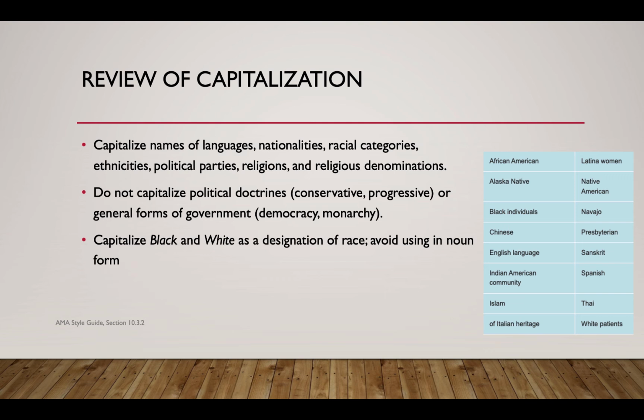So capitalize names of languages, nationalities, racial categories, ethnicities, political parties, religion, and religious denominations, but do not capitalize political doctrines such as progressive, conservative, or formal terms of government like democracy or monarchy. Capitalize the words Black and White as designation of race. Avoid using them in a noun form. And if you want to learn more about that, again, talking about inclusive language, you can find more about that in section 11.12.